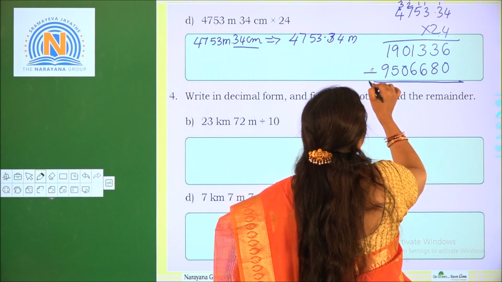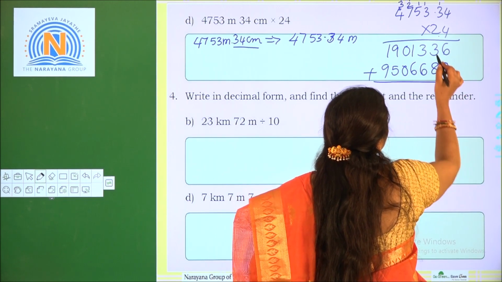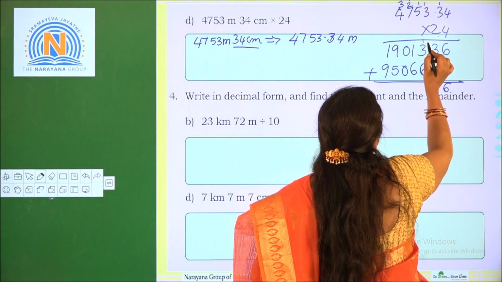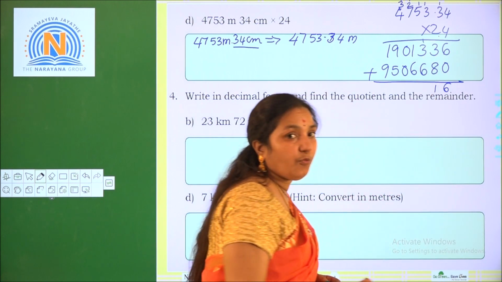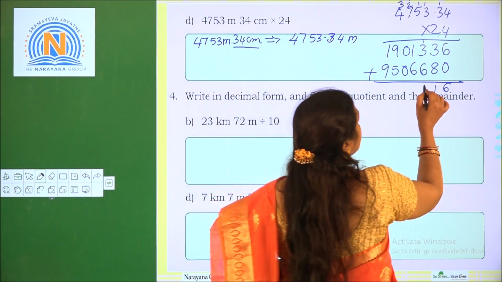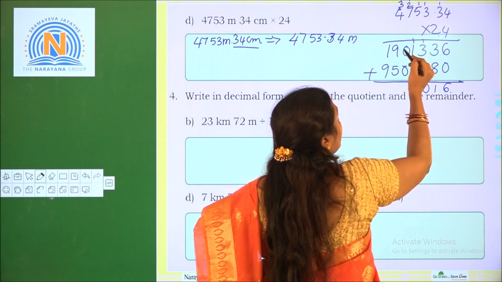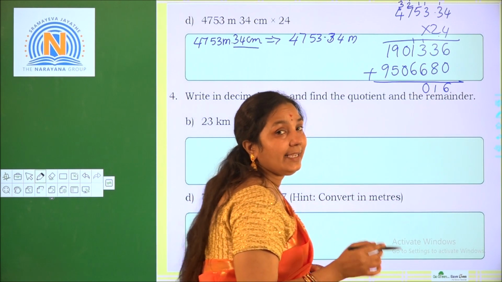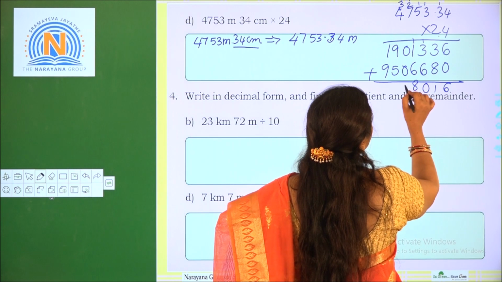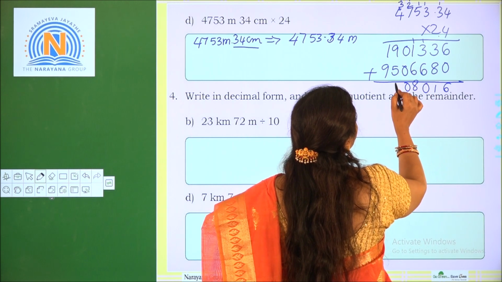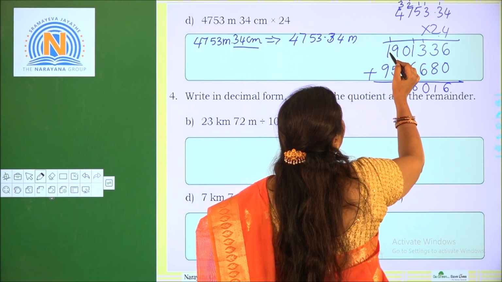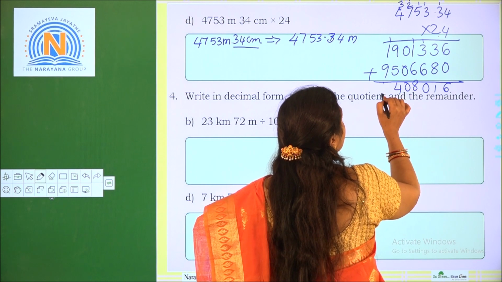Now add the numbers. 6 plus 0 is 6. 3 plus 8 is 11, 1. 1 plus 3 is 4. 4 plus 6 is 10, write 0 and 1 here. 1 plus 1, 2. 2 plus 6 is 8. Now 0 plus 0 is 0. 9 plus 5 is 14, 1 regroup it. 1 plus 1, 2. 2 plus 9 is 11.